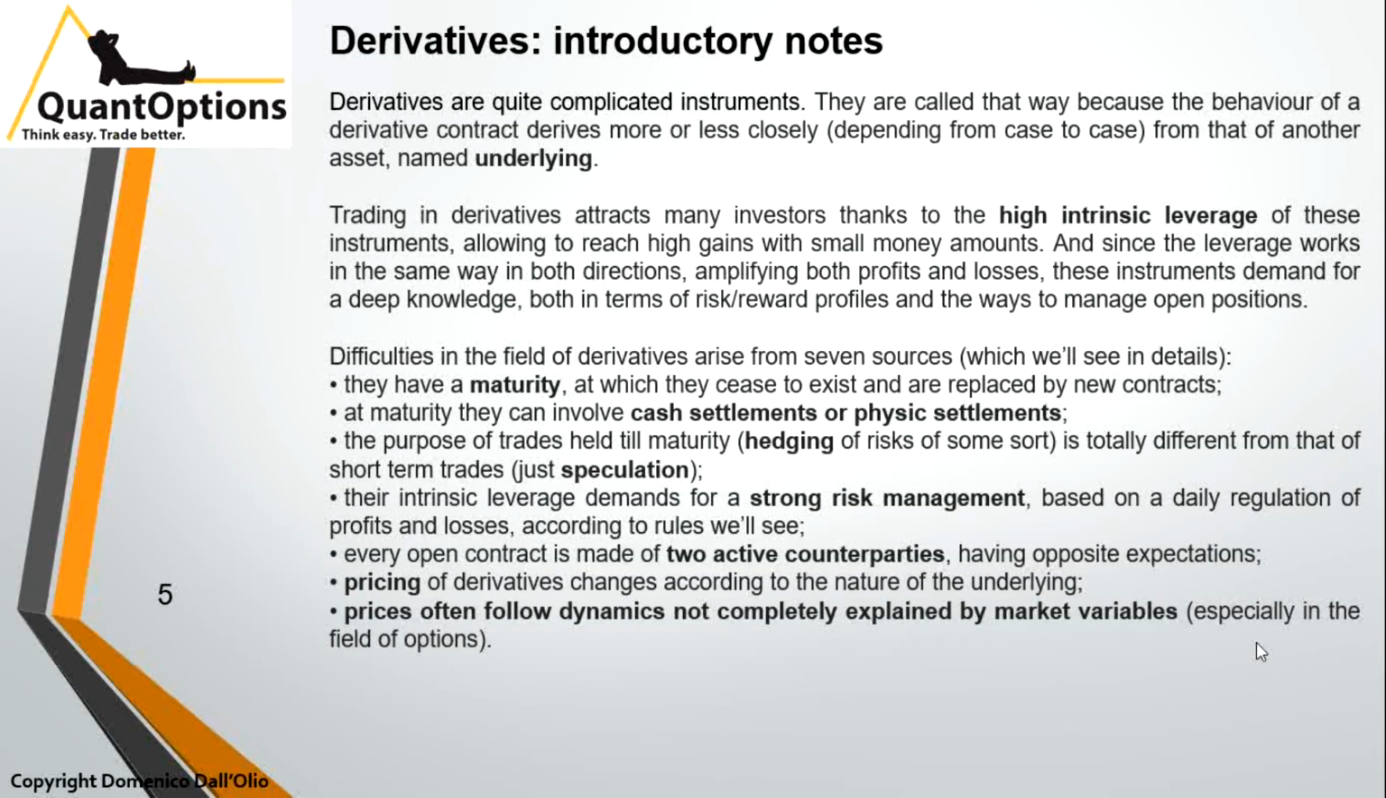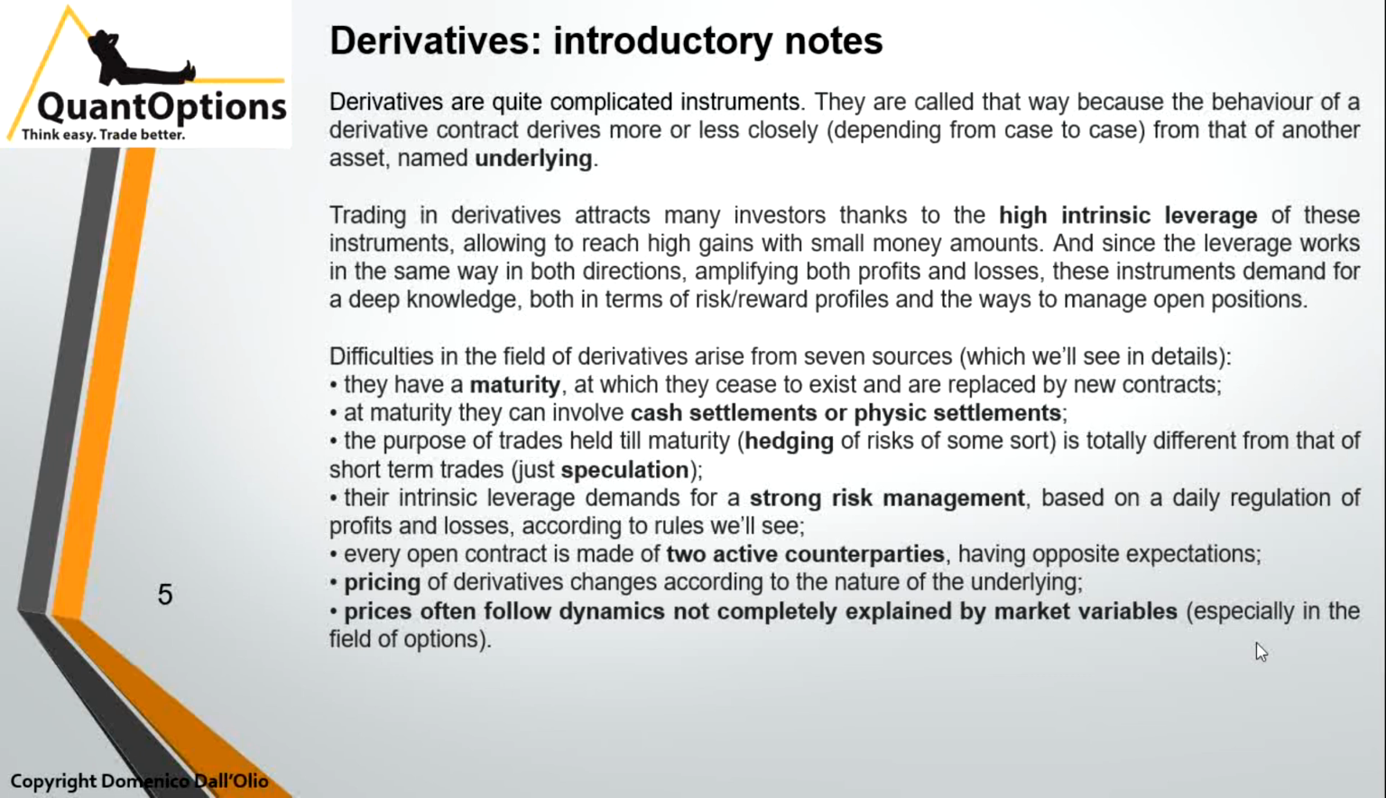Some introductory notes on derivatives. Derivatives are quite complicated instruments. They are called that way because the behavior of a derivative contract derives, more or less closely, depending from case to case, from that of another asset named underlying.